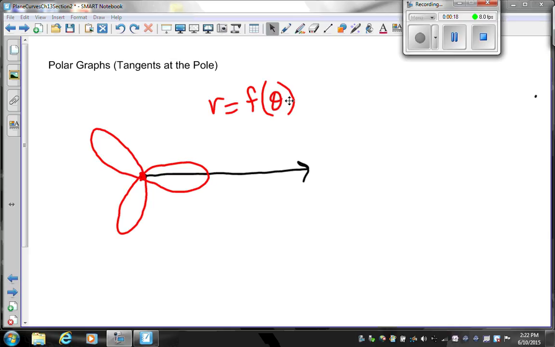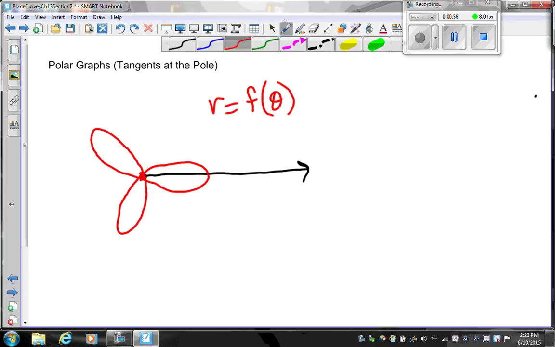It might be helpful to be able to draw graphs if we were able to find the tangent lines at the pole. In particular, if you notice this graph, it has three leaves, so to speak. There's one leaf, two leaf, three leaf. This is a rose curve.